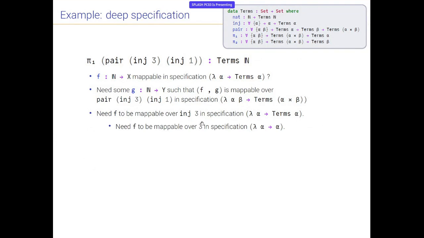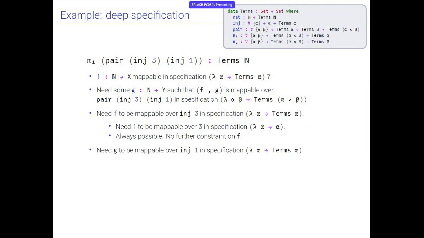So for f to be mappable over int3 in the specification lambda alpha times alpha, we need to look at what is the argument of int. It's just a variable. And so we need f to be mappable over 3 in the specification lambda alpha to alpha, which we already said doesn't imply any constraint. So it's always possible, no further constraint on f. Now I do the same job with g, something similar to what we did for f, and we just end up with g not having any constraint either.